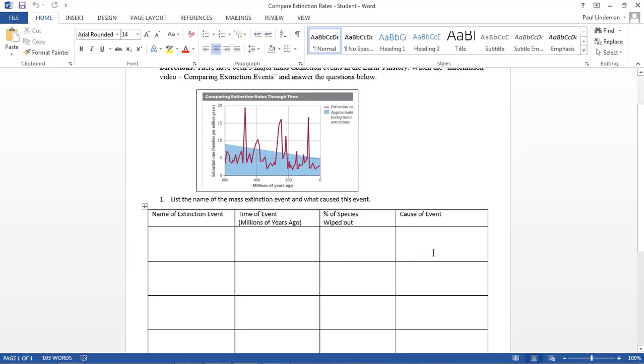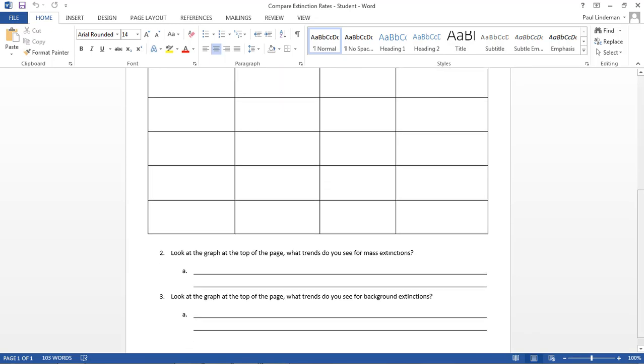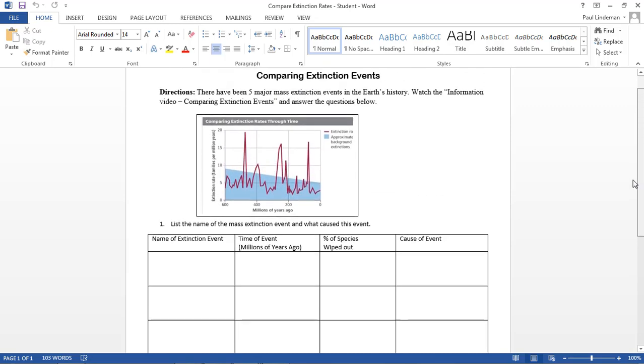So you're going to need to have this out as I go through a PowerPoint detailing that information and giving you some background information. Then after we get done with that, we're going to look at the graph and look at trends for mass extinction and trends in the background information. So make sure you have this out in front of you, and let's get started.